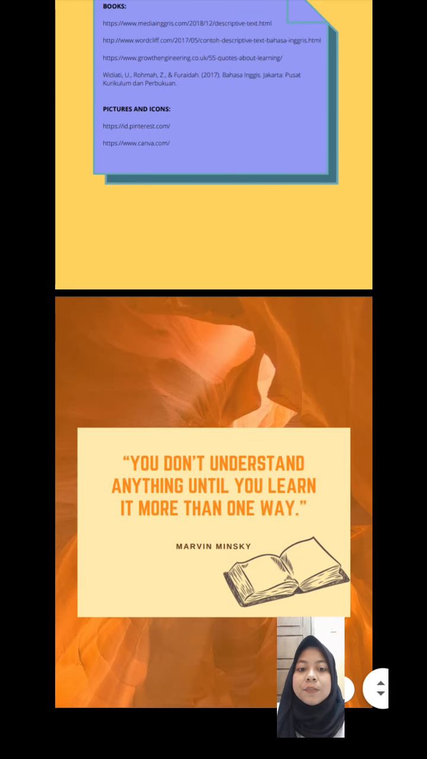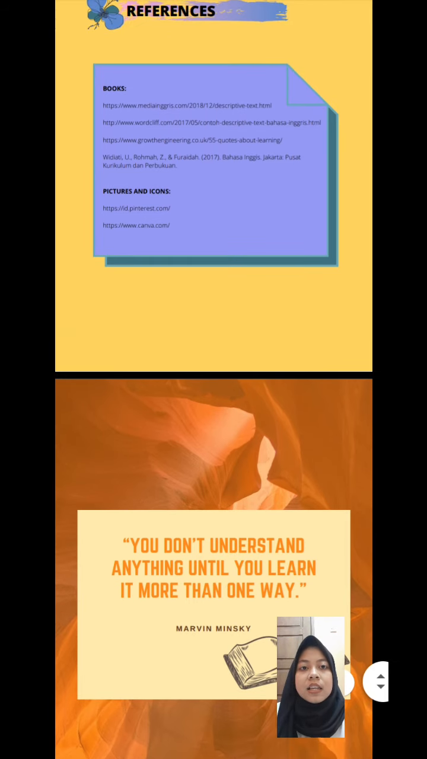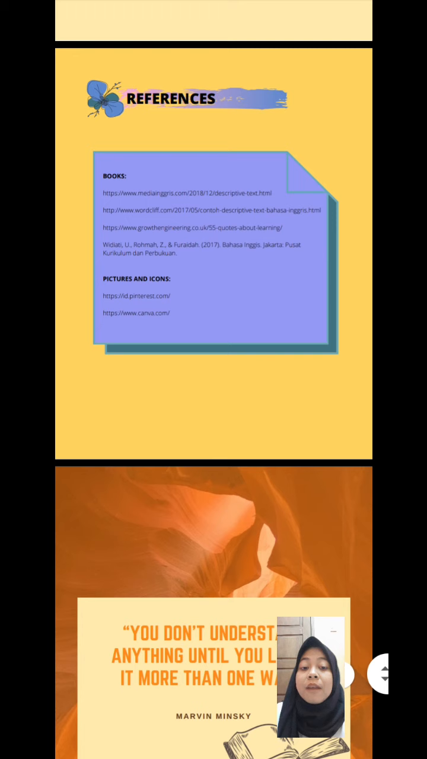On the last page, I also complete this textbook with a quote by Marvin Minsky: "You don't understand anything until you learn it more than one way." So if you want to understand something, you have to learn it in more than one way, in several ways. Okay, I think that is the explanation of my textbook.